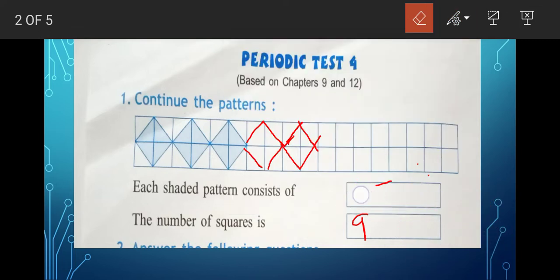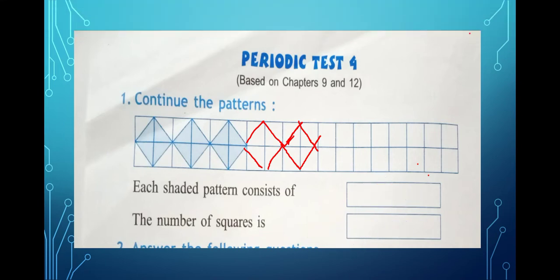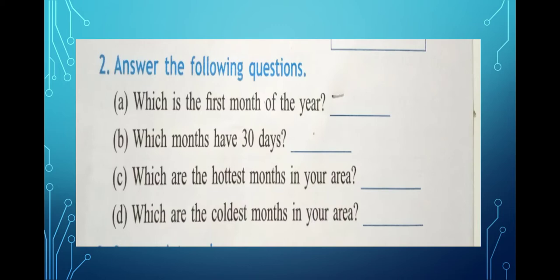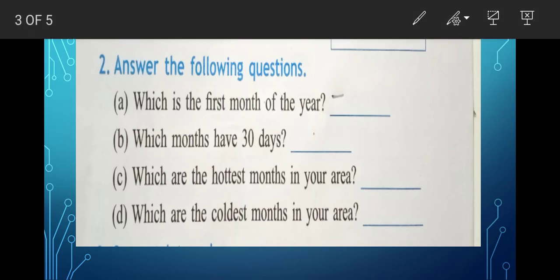Now let us go to the next question. Children, the next question is: answer the following questions. These questions also I will not write, you will be writing. Some I will give, some you will write, because there is no place for me to write here. Now which is the first month of the year? Everyone knows that the first month of the year is January. So you are going to write here January. All of you write there January.